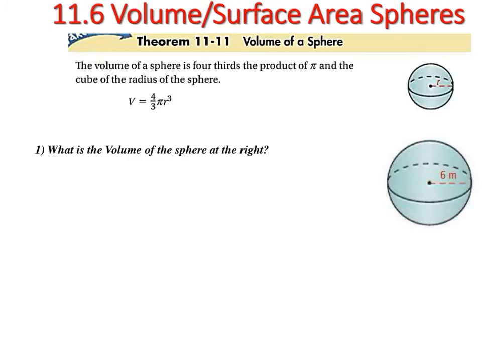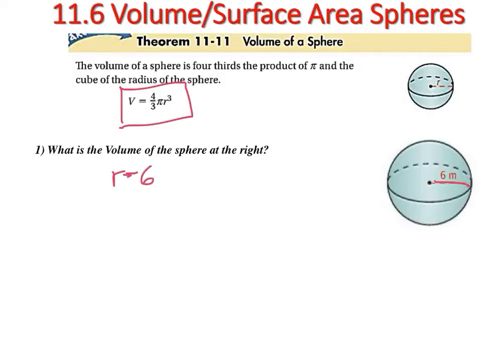Our second formula that we have is the actual amount of space in a sphere, or the actual volume of a sphere. So that formula is 4/3 pi r to the third. So for volume, we have our 3's. 4 divided by 3, pi r to the third. Okay, so for this problem, the radius is 6.